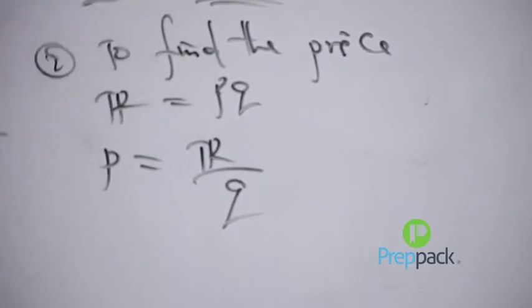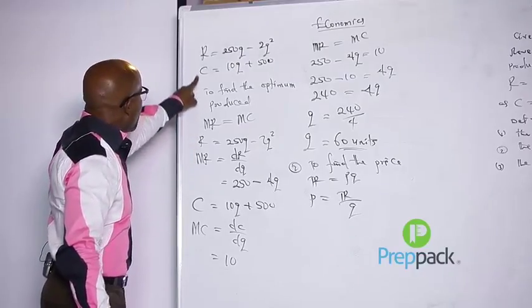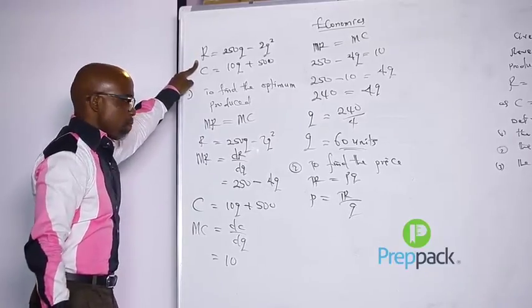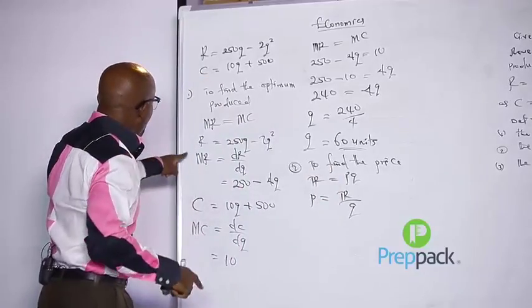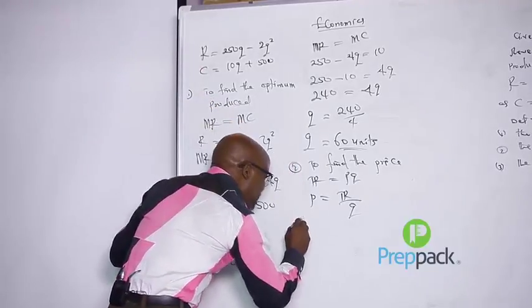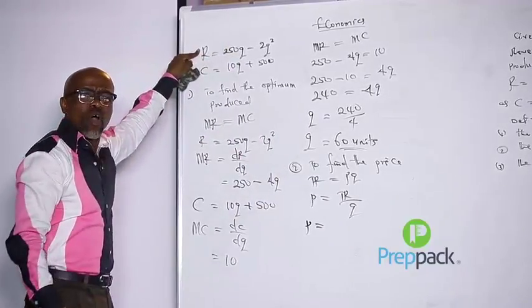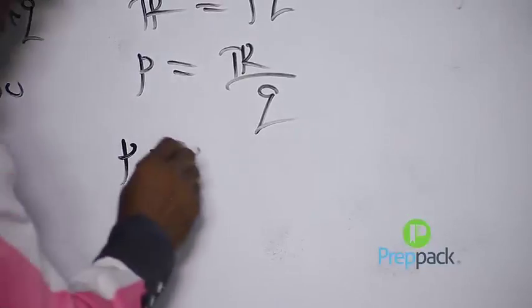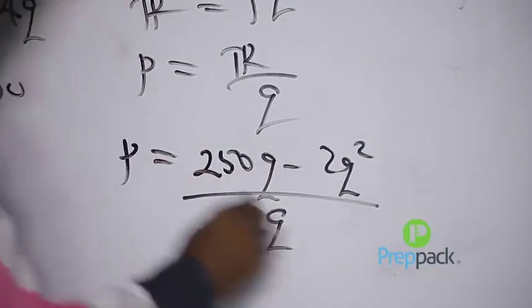Therefore, I have to look for my total revenue. Here is your TR function given. So what I will simply do is go back to what I have here. Watch me now. That gives me P equals TR over Q, and my TR is this function. It's either R or TR, still the same. Therefore, that gives me 250Q minus 2Q squared over Q.